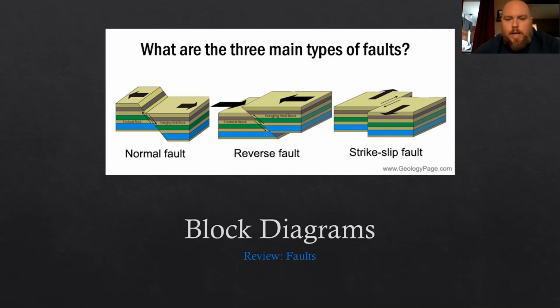For your purposes right now, you won't need to worry about strike-slip faults, but it is good to know what those mean, and you can see that there's no vertical offset on those. It's a horizontal offset on a strike-slip fault.